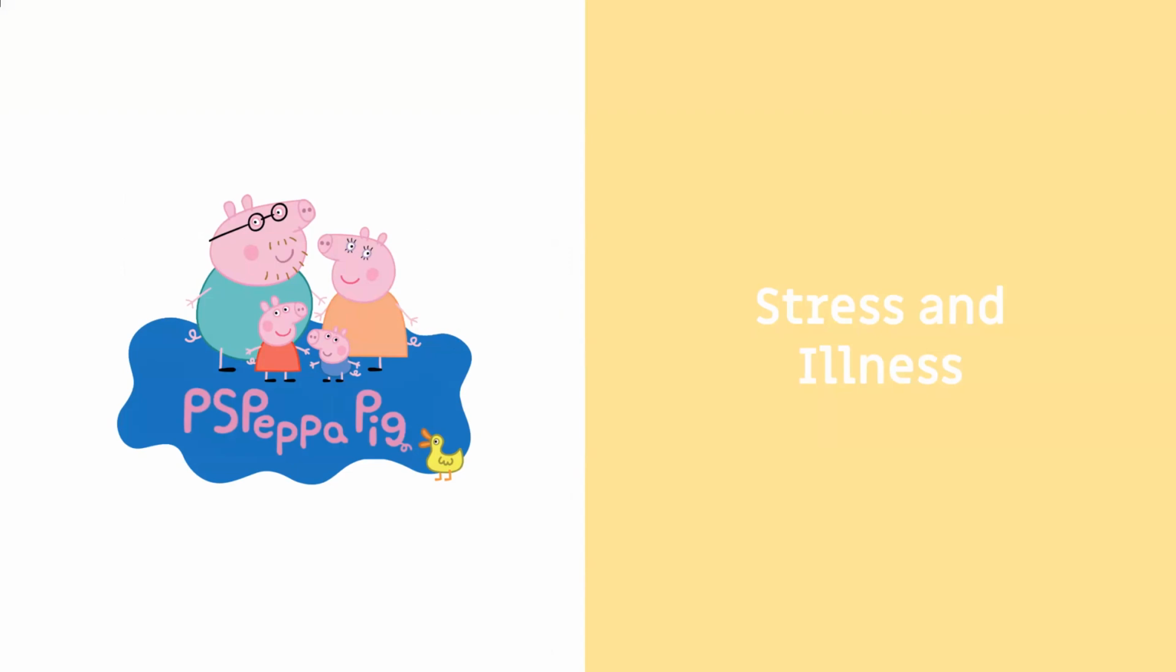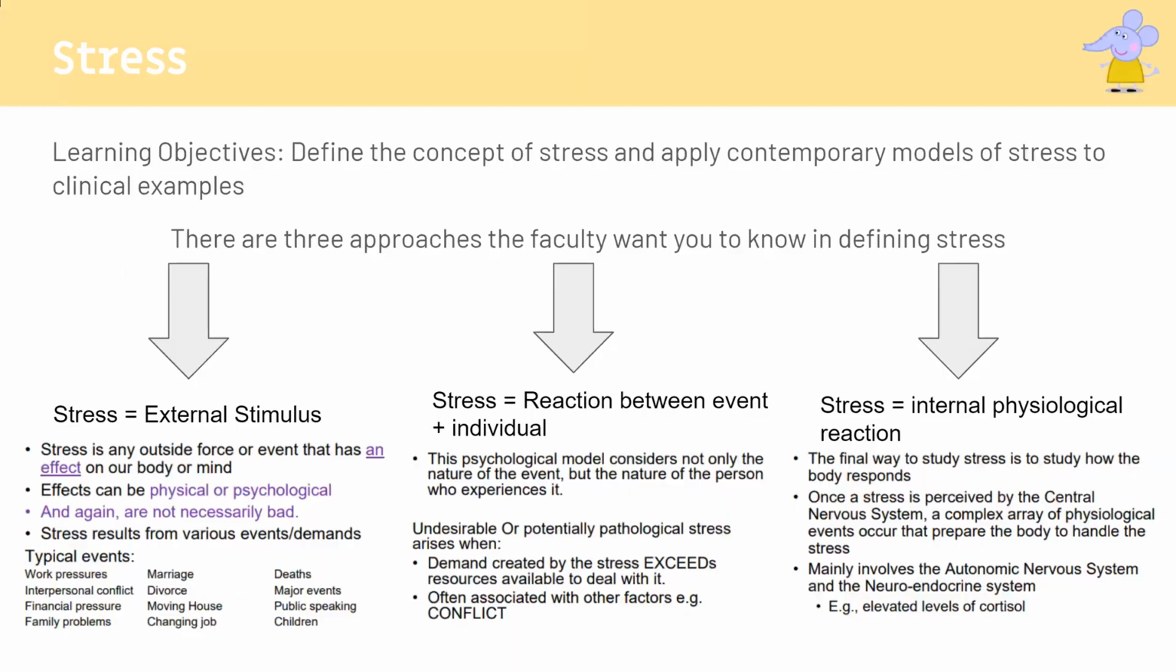And this week we have stress and illness and becoming ill. So for stress, define the concept of stress and apply complementary models to stress to clinical examples. So stress, there's basically 3 ways that the faculty wants you to know.